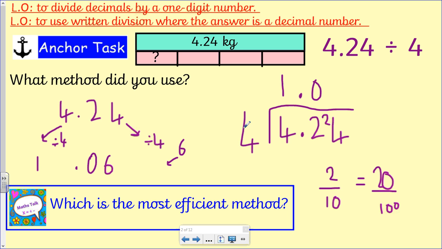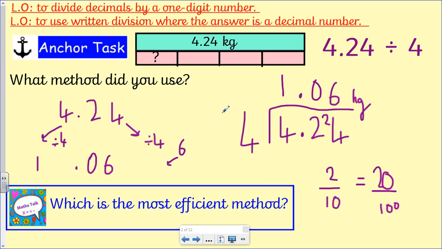So now we're saying how many times does 4 go into 24, or what's 24 divided by 4? Hopefully we know that that is 6. So same answer both times. We're saying that each one is 1.06 kilograms, or 1 kilogram 0.06.